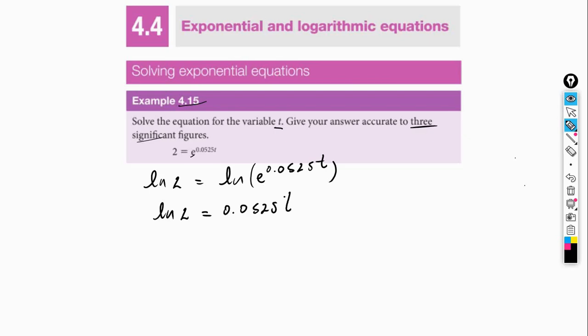0.0525 times t. And then to solve for t, all we have to do is divide both sides, or send this to divide to the other side, however you want to interpret that. So notice that t is going to equal natural logarithm of 2 divided by 0.0525. We plug this into the calculator, and it's approximately 13.2, rounded to three significant figures.